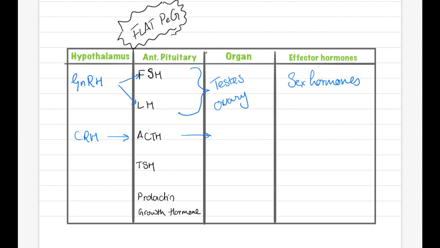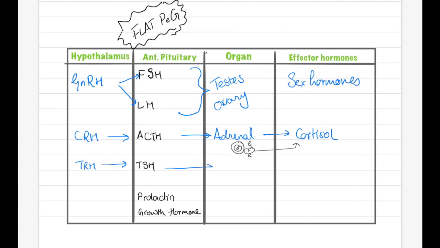ACTH is stimulated by CRH, then it will act on the adrenal gland to produce cortisol. As we know, within the adrenal gland, there are three layers: glomerulosa, fasciculata, and reticularis. It's the fasciculata layer which produces glucocorticoids, mainly cortisol.